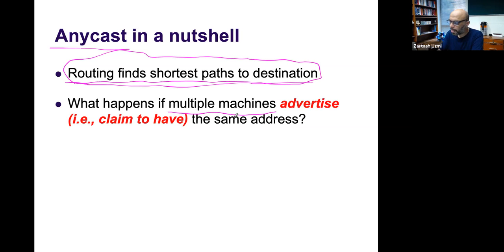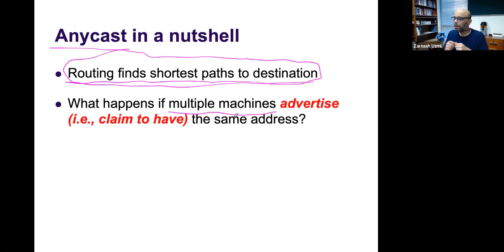Okay, so very interesting situation. If I have a machine which has an IP address, it's the responsibility of this machine, if it wants to be reached, to tell the rest of the world that, hey, this is my IP address. If you want to send a packet, send it to me.